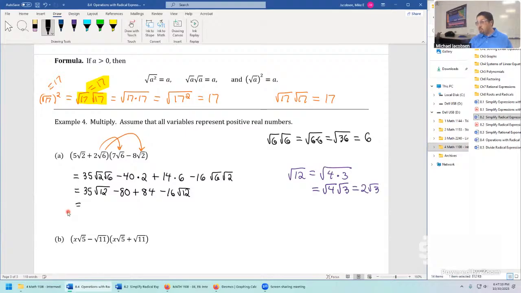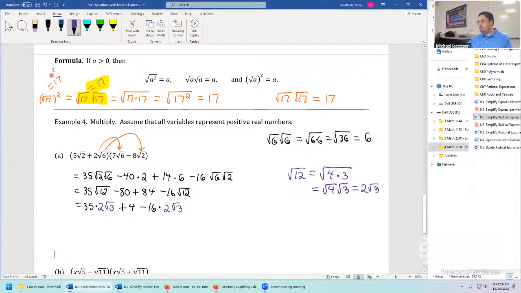On the next line, this becomes 35 times square root of 12, which was 2 root 3. We have like terms in the middle. -80 plus 84 gives us positive 4. Then go minus 16 times 2 root 3 again. Almost done. It looks like it has a lot of steps to get through. Multiplying these integers, 35 times 2 gives us 70 root 3. Then we can't take 4 minus 16. Order of operations says you have to multiply there. So go plus 4 minus 32 root 3.